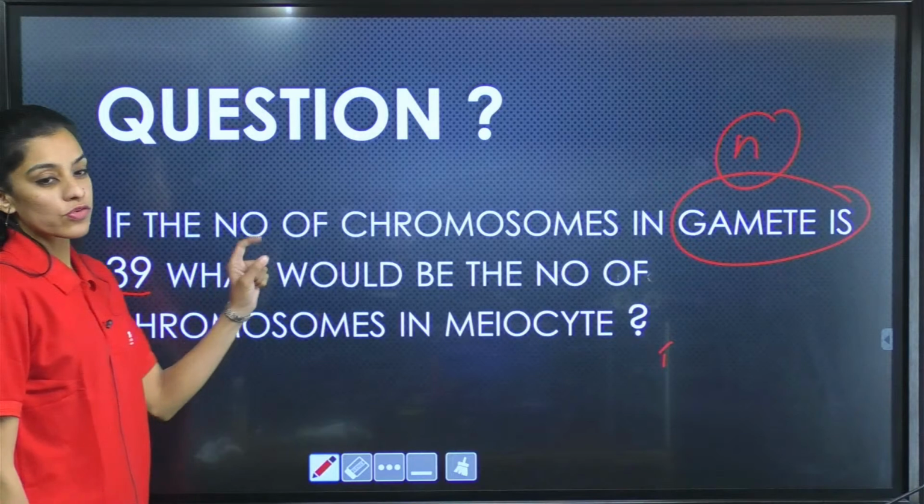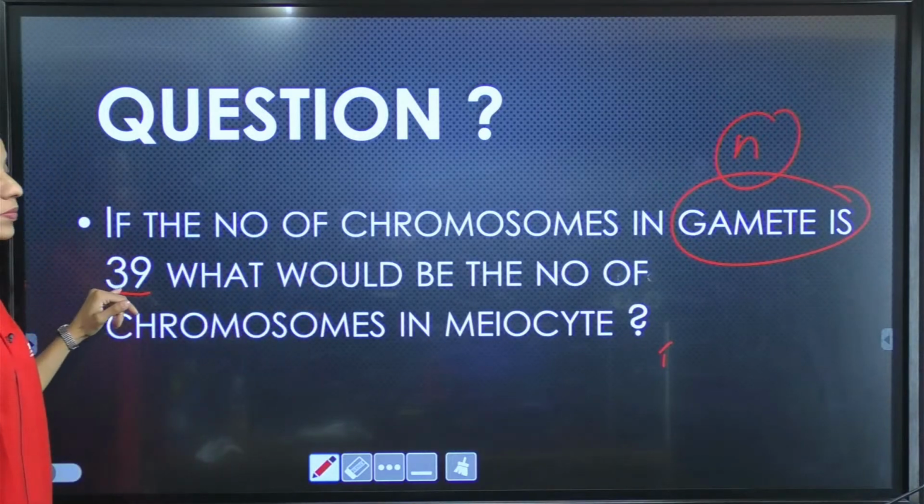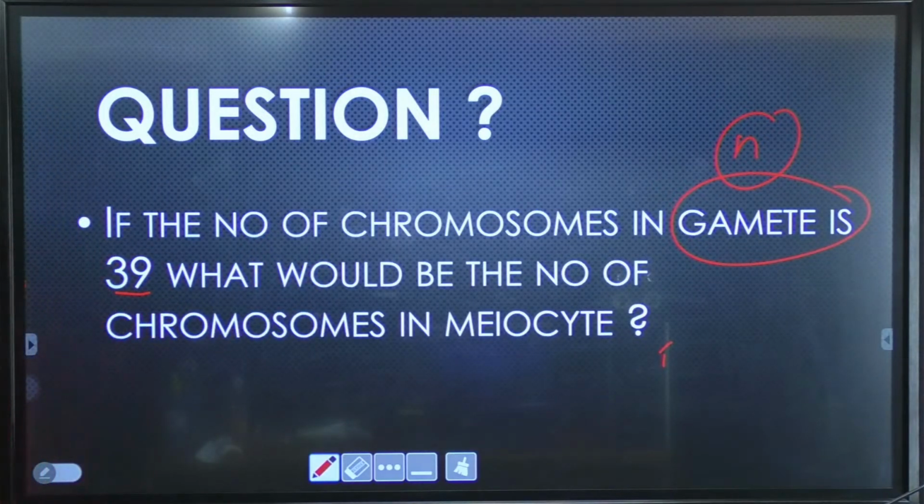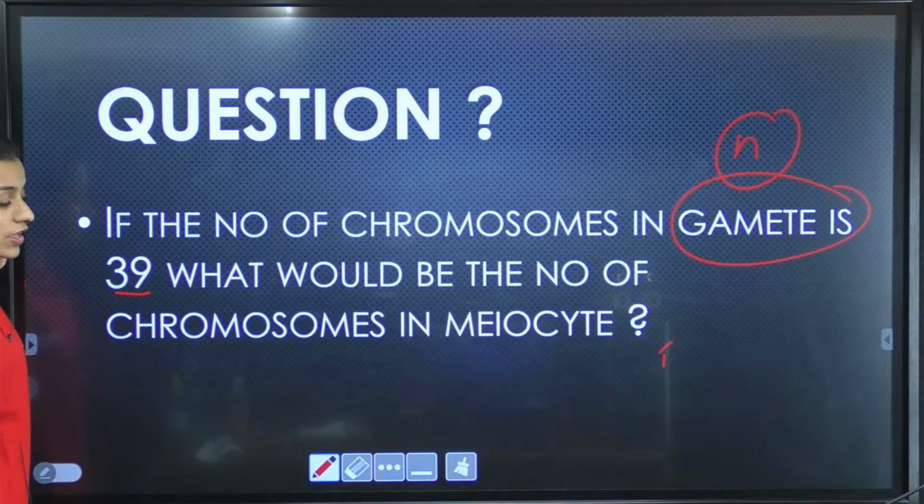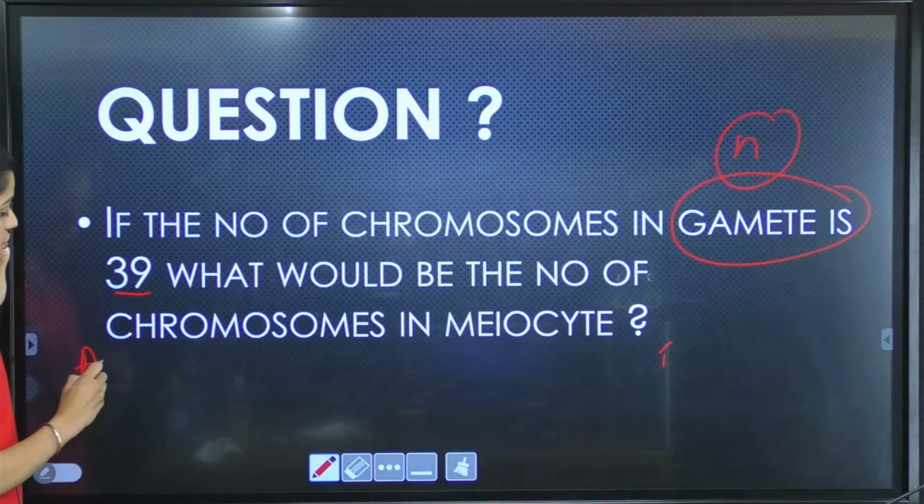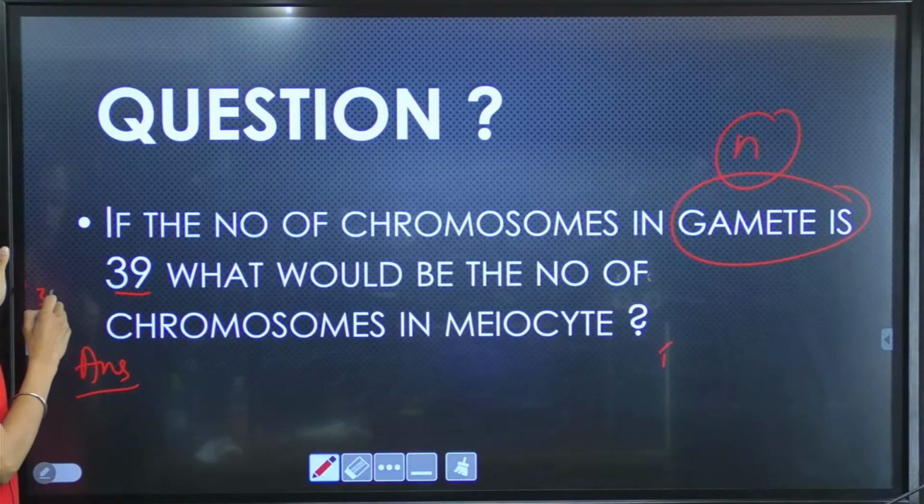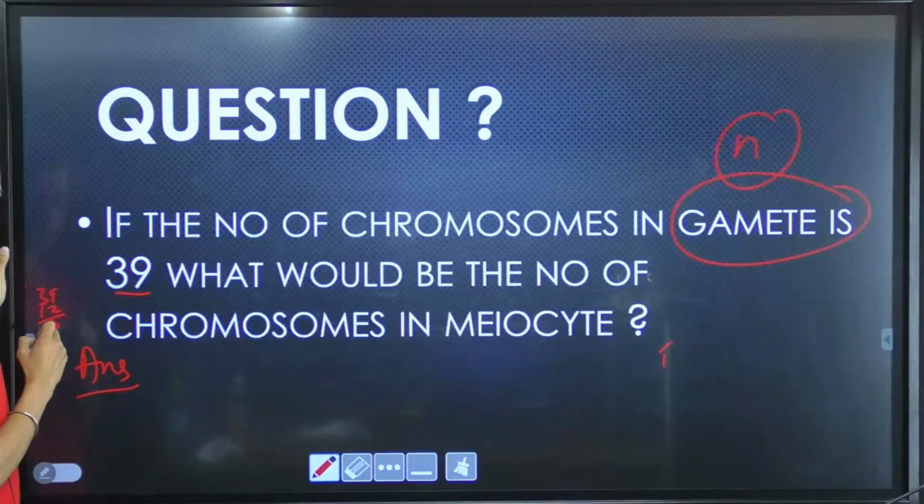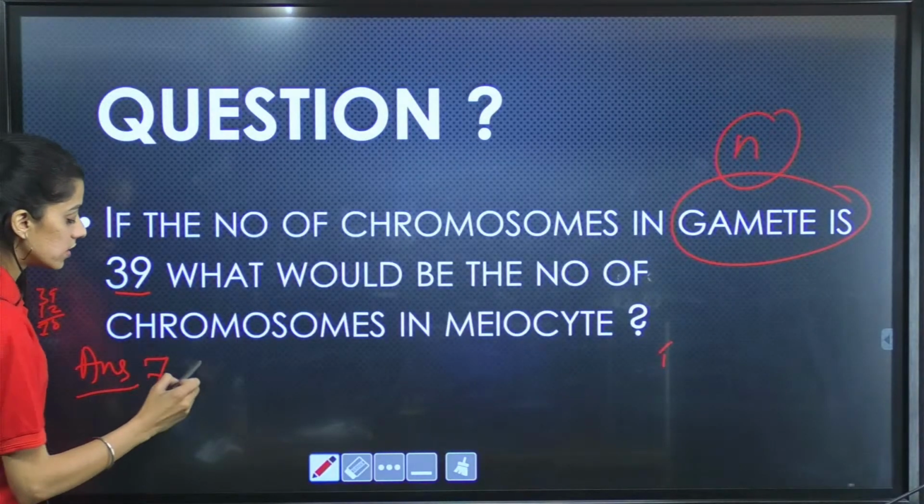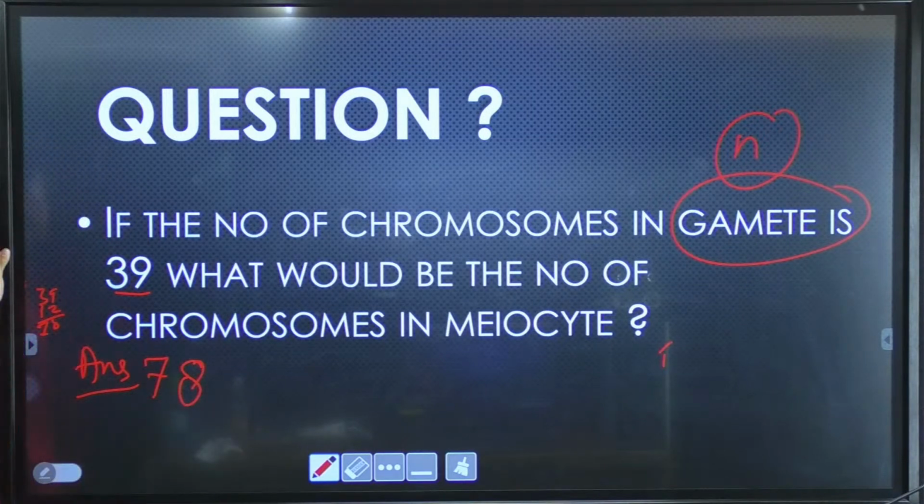Since the number of chromosomes in gametes would be 39, तो मियोसाइट क्या है? वो तो एक डिप्लॉयड सेल है, तो इसीलिए डिप्लॉयड इसका डबल हो जाएगा, तो इसलिए इसका आंसर जो होगा दैट विल बी 78. So answer would be 78.